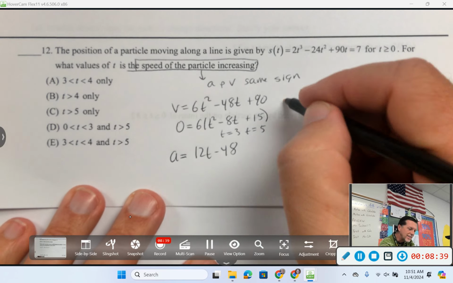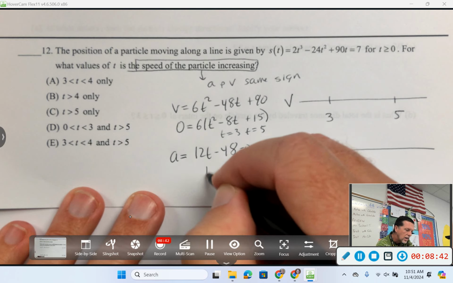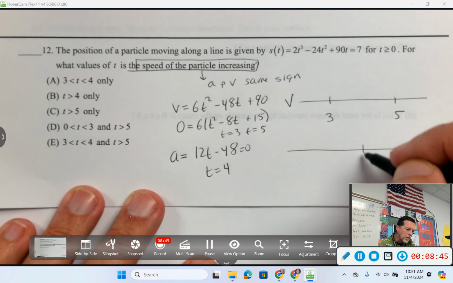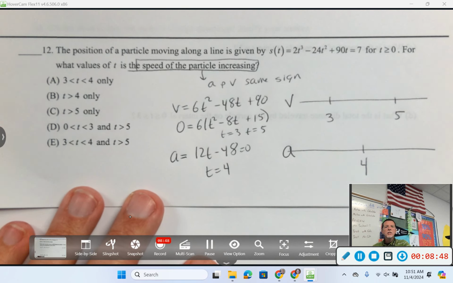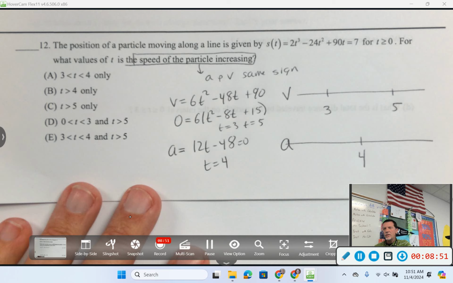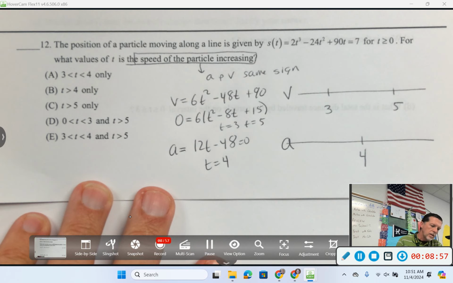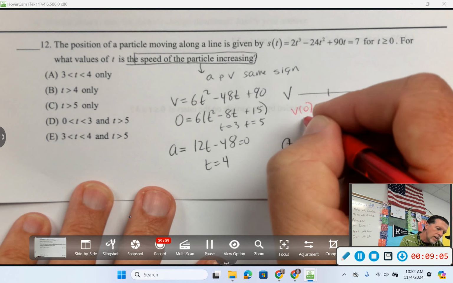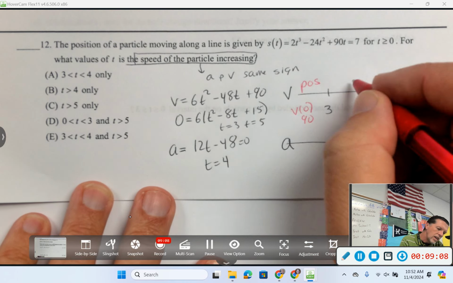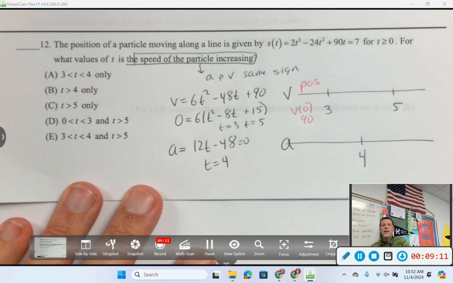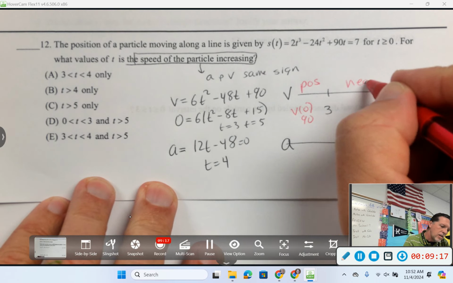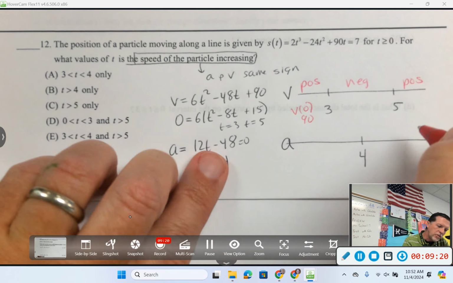And 5 for my velocity number line. t equals 4 for my acceleration number line. And then I've got to check to see where everybody's positive and negative. Let's see. If I plug in 0, I get 90. I'm trying to go fast here, so I can alternate. I don't need to check everything. Positive, negative, positive. Maybe I want to check one more just to be sure.